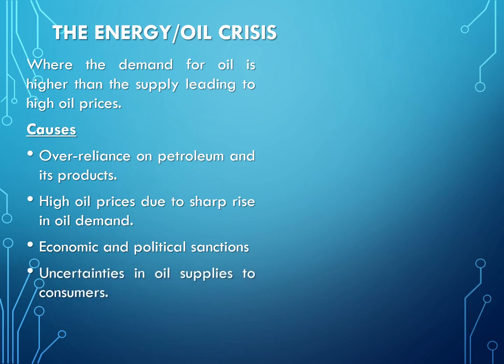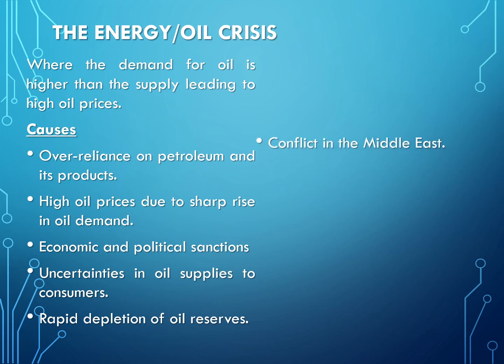Then uncertainties in oil supplies to the consumers for one reason or the other. When we have uncertainties in oil supplies, then definitely the prices go up. Then the rapid depletion of oil reserves. The oil is non-renewable. The reserves are continually being depleted, and because of that, again, the prices will continue going up, and that of course will continue creating a crisis. The other main cause is conflict in the Middle East. When we look at case studies, anytime we have had a conflict in the Middle East, it has definitely led to an oil crisis.